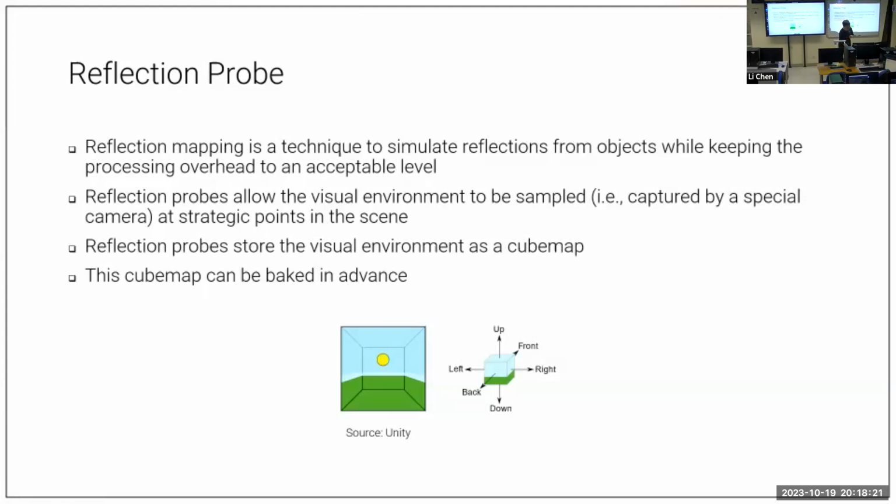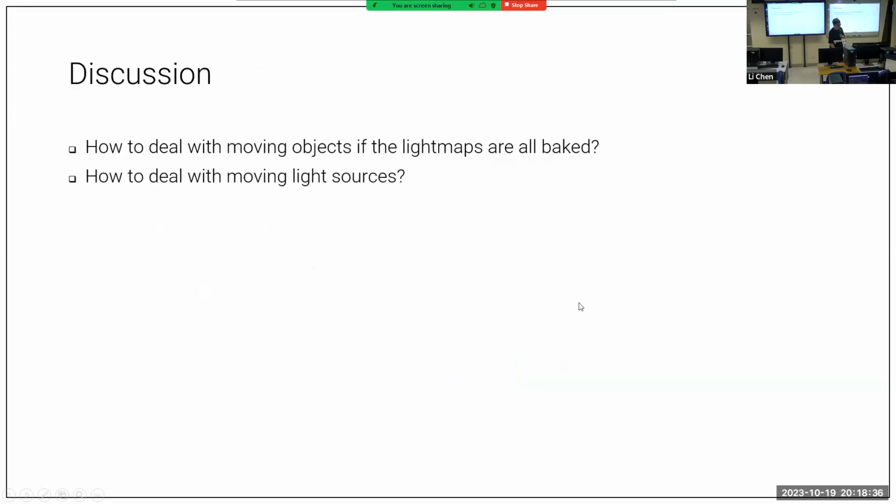Also, the cube map should be baked in advance. We can also do some real-time reflection nowadays, but if you have multiple reflection probes, it's better to bake them in advance. Yeah, so I guess you all know the answer. If there are moving objects, you have to use light probes instead of light maps.